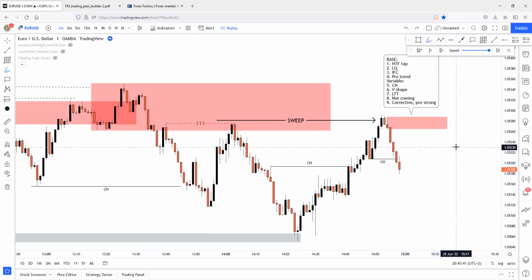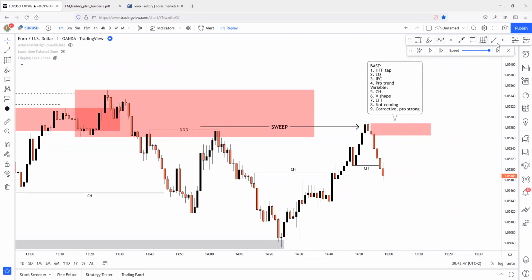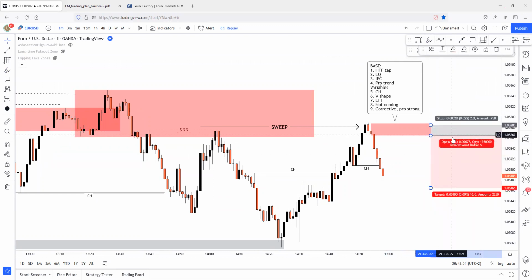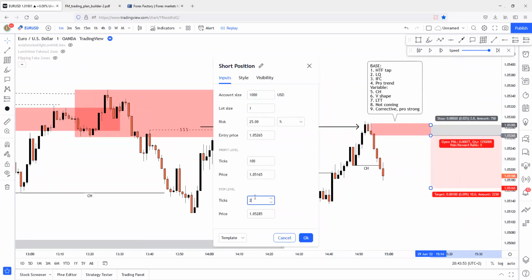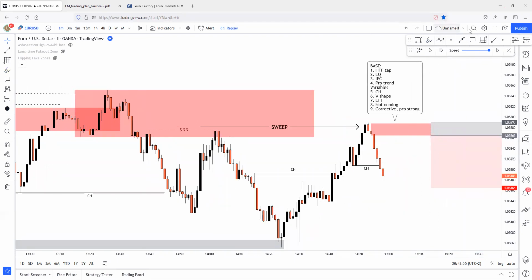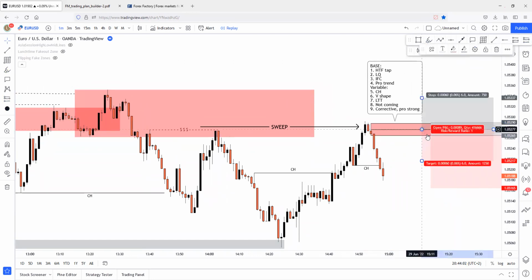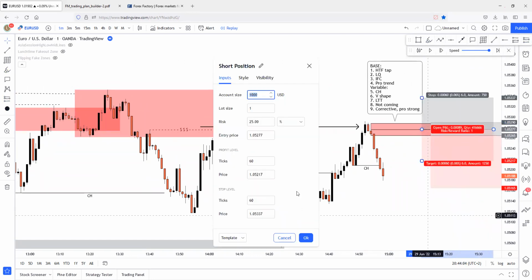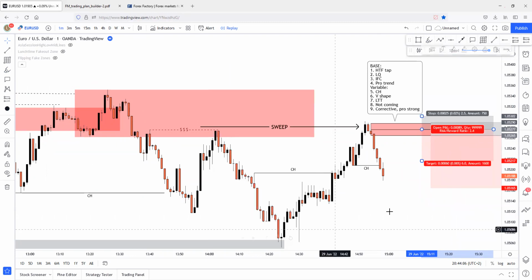So this looks pretty promising, right? This is a really, really good trade. So I will just set a limit order on this zone. I'm just checking the numbers.